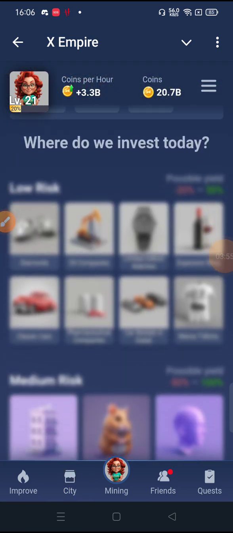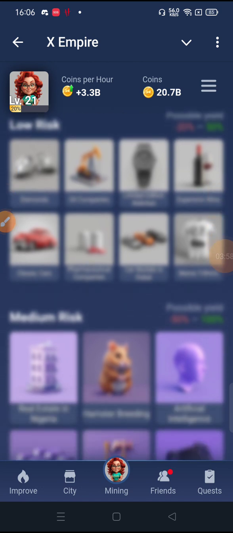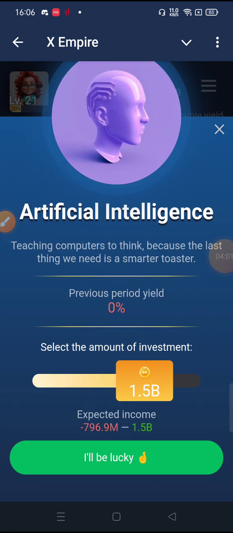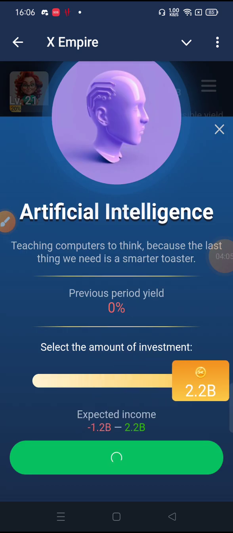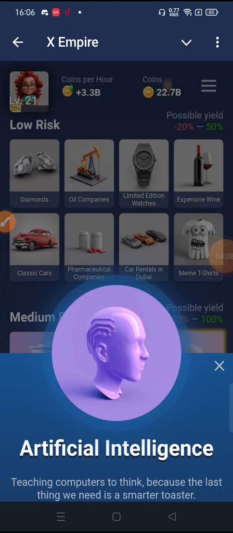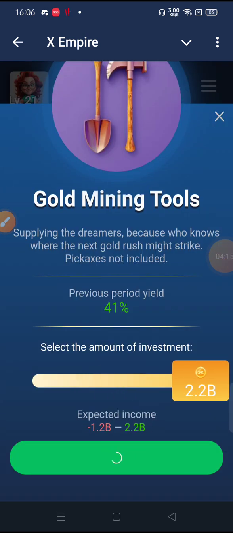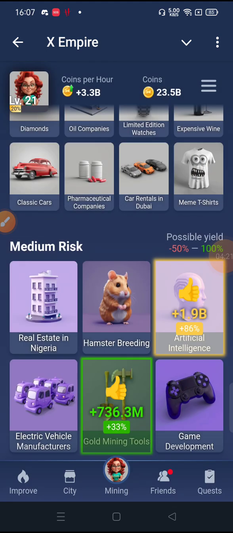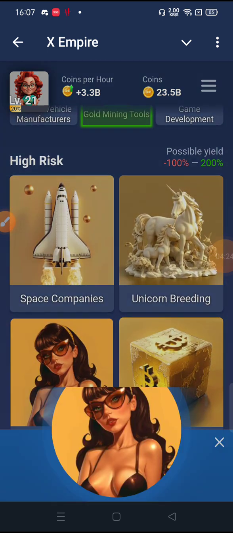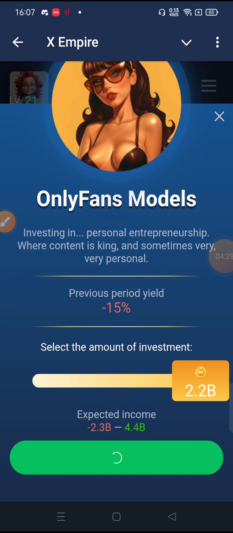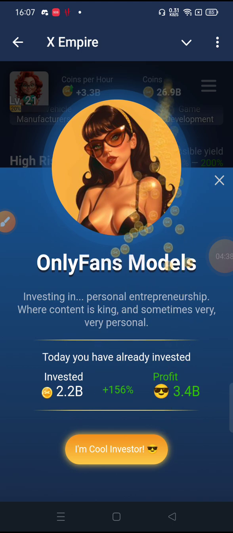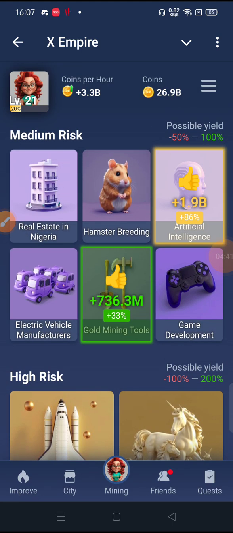And what will be the cards? Artificial intelligence. Right now, this gold mining tool. Right now, the last one is OnlyFans model. Okay. You can see we have done it.